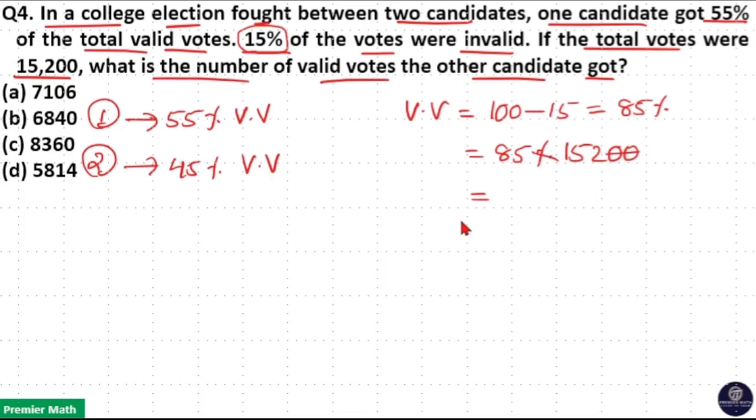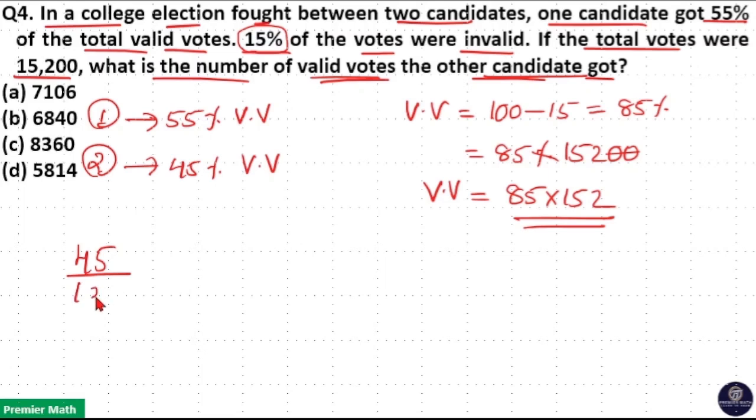Here percentage and 20 cancel. That means 85 into 152 is the total number of valid votes. And here one candidate got 55% of the total valid votes. Then we must find the number of valid votes the other candidate got. That is, the other candidate got 45% of total valid votes. Here total valid votes are 85 into 152, which is equal to 5 20s are 100, 5 17s are 85. Now 4 into 5 20, 4 into 38 152.